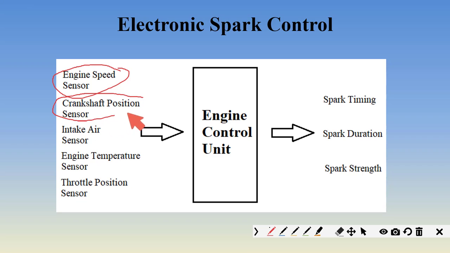Crankshaft position sensor is required because we have to know when to produce the spark, right? When the piston is just about to reach the TDC, at that time we have to produce the spark. That is why crankshaft position sensor is required.